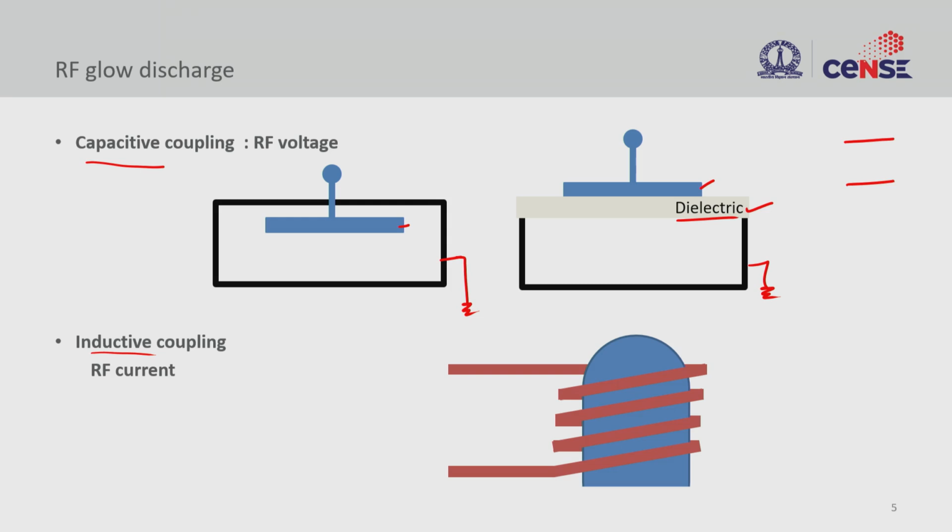And the next thing is about inductive coupling, right? In inductive coupling, you're going to use a current source, right? So you make a coil, and when you pass current through this coil, you will generate a magnetic field, and that magnetic field is going to create a current inside the chamber, and that is going to create the plasma.